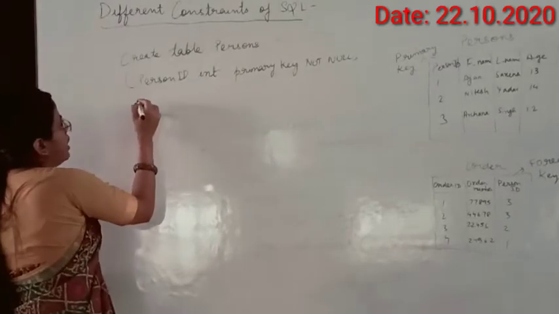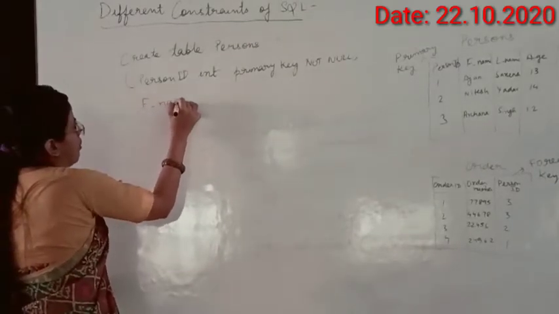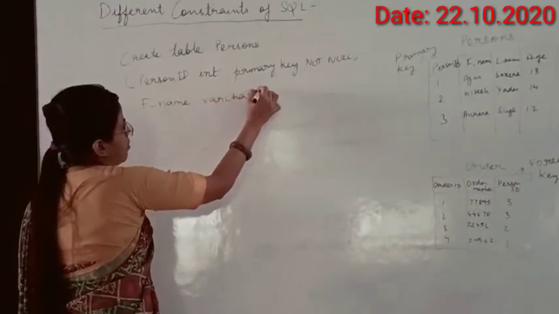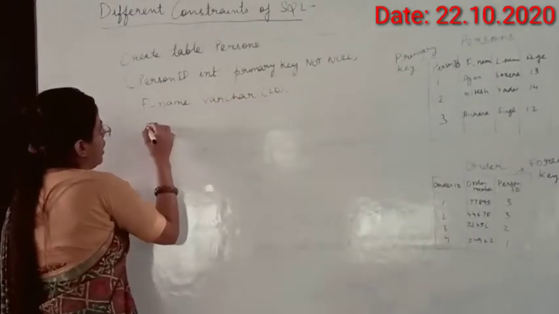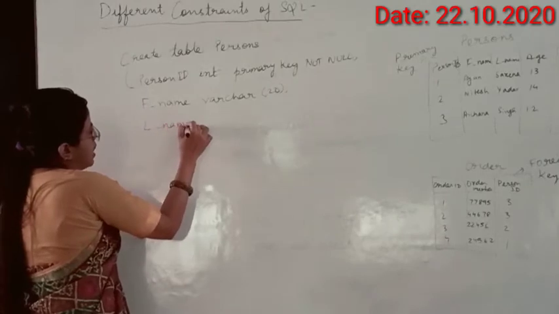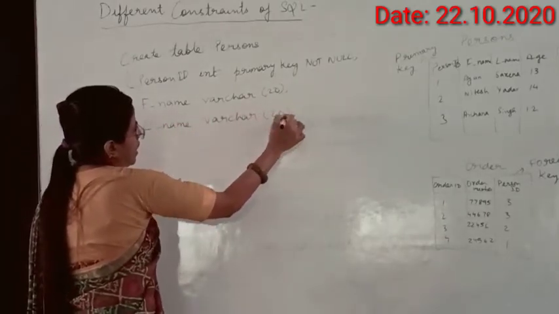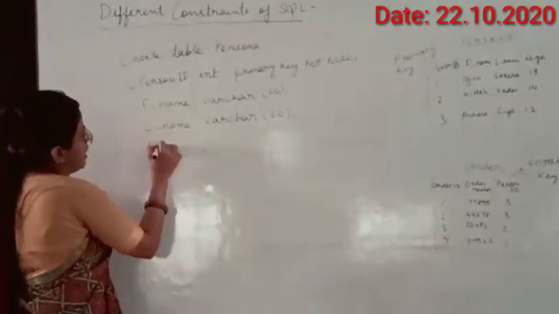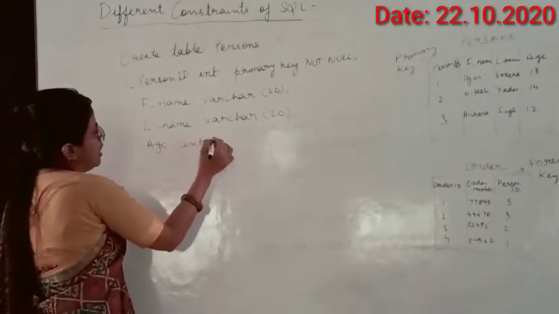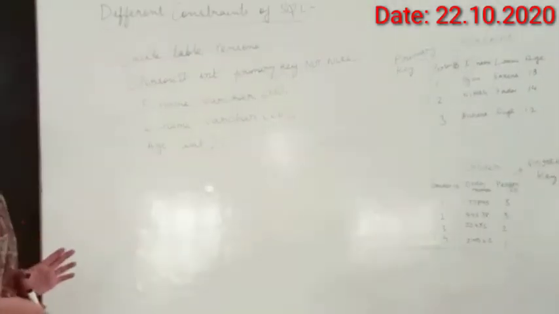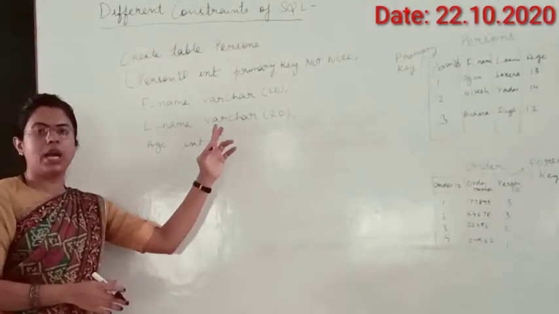The second field is first name, f underscore name I have given, and the data type is variable character. I have given 20. Let us write the same for last name also. And then last one is the age, which will be integer. So I am closing this bracket. So now this table is created with the primary key field, which is the person ID.